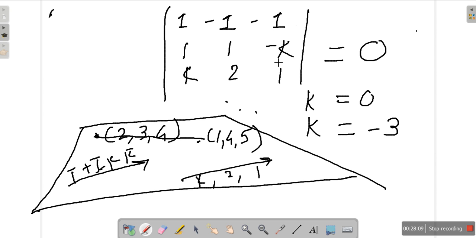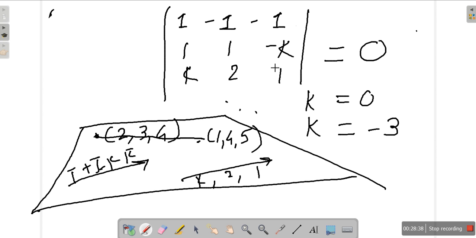Please start solving this determinant. You will get a quadratic equation. On that basis you can very easily get this result. So I leave this very simple task to you. You can get this done and solve the answer. You will get k equal to 0 or k equal to minus 3.